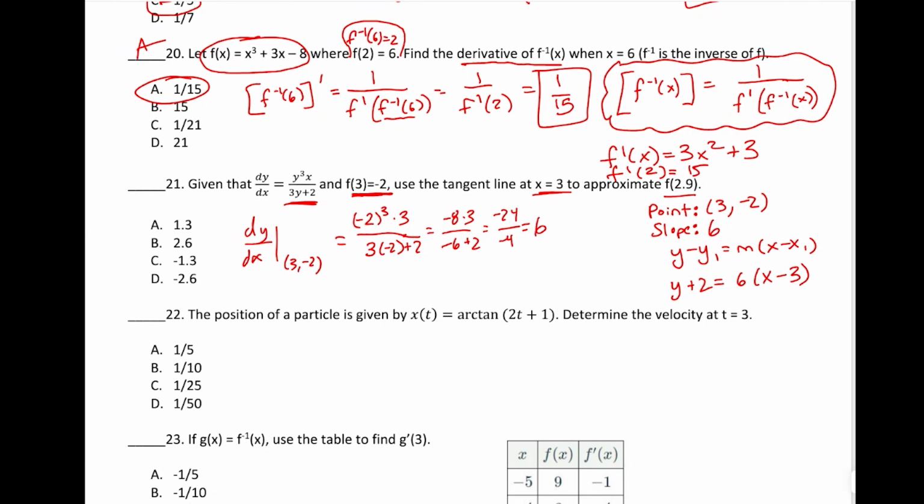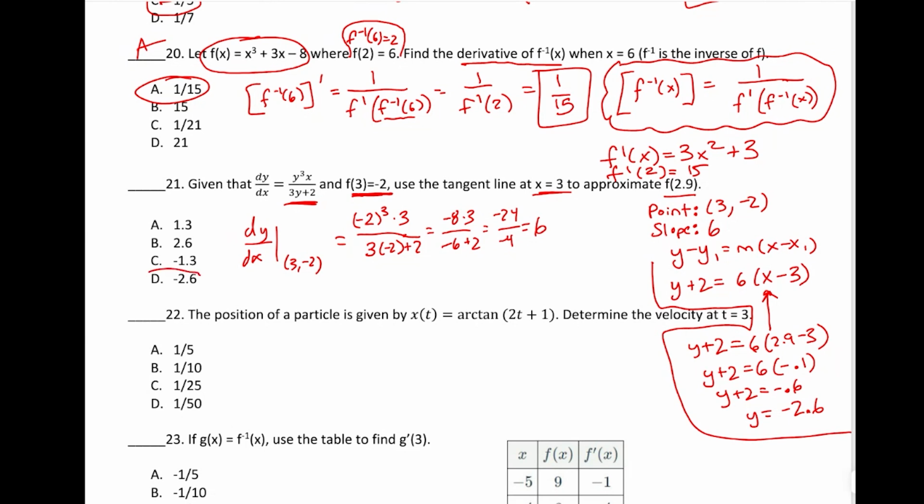Now I'm going to use that equation to approximate f of 2.9. So basically what I'm going to do here is plug in 2.9 into x. y plus 2 equals 6 times 2.9 minus 3. And then I'm going to solve for y. So 2.9 minus 3 is negative 0.1. y plus 2 equals 6 times negative 0.1. Negative 0.1 times 6 is going to be negative 0.6. And then if I subtract 2, I'm going to get negative 2.6.